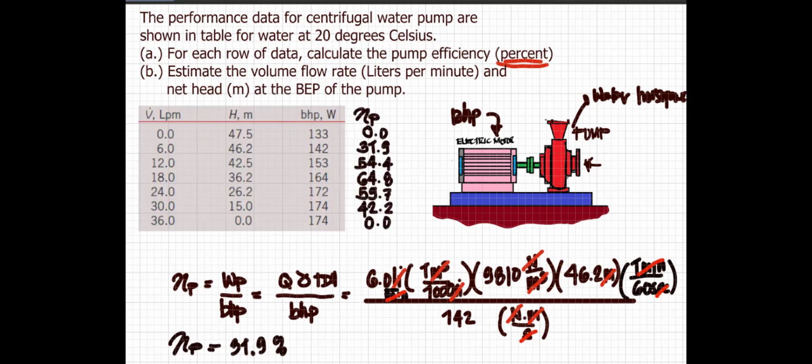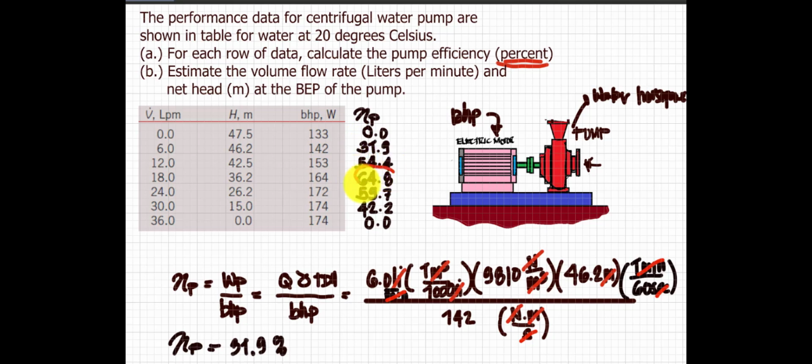Pump efficiency shall be 31.9%. Okay, now if we're going to continue to solve the problem, this is also the equation that we have used. So substituting directly each of the values from the table, we may be able to get the pump efficiency at different flow rates, at different heads, and also at different brake horsepower.